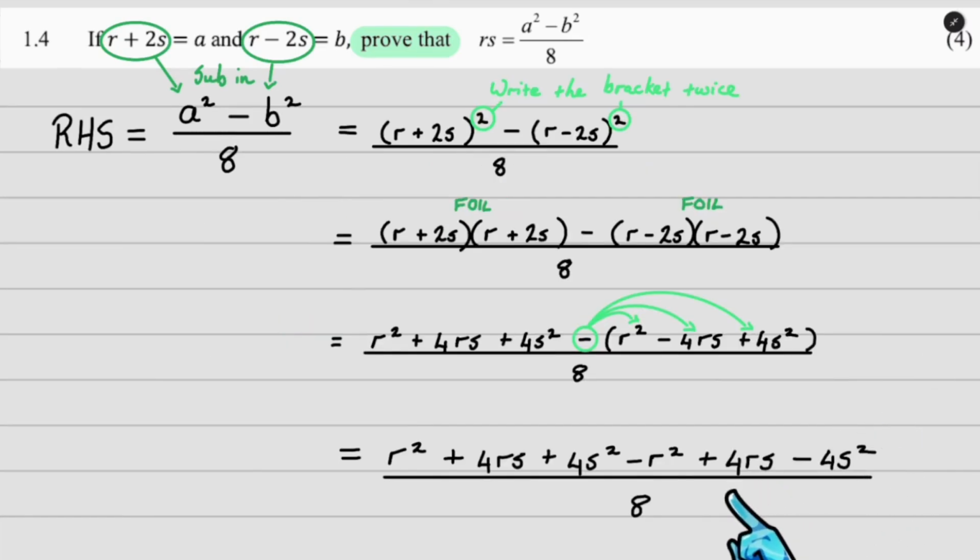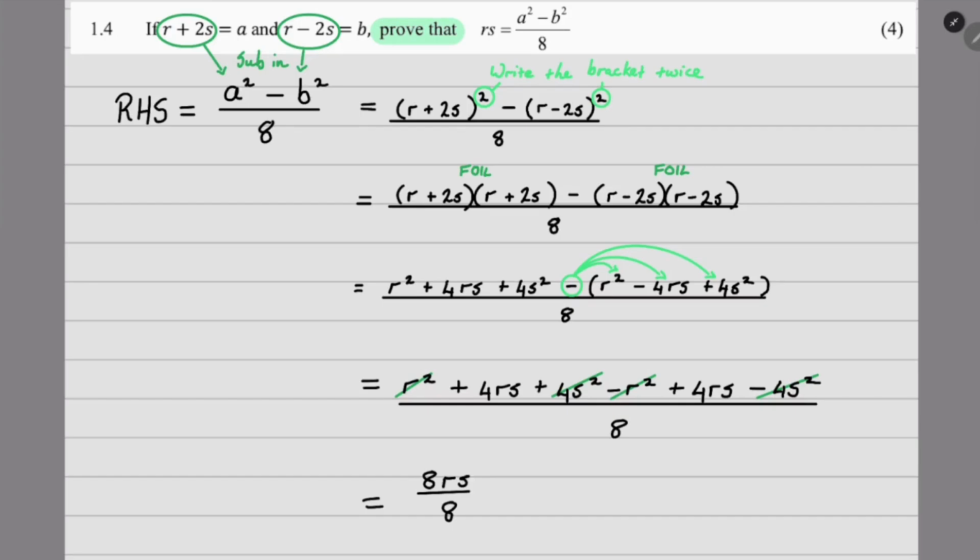Once that's out of the way, we're going to see some magic happen here. When we do the like terms, most of them are going to cancel. So r squared cancels with this r squared because they're opposite signs. And the same thing happens with the 4s squared. They will cancel with one another. And then these two are like terms because they've got the same variables with the same powers. 4rs plus 4rs will give us 8rs. And then these 8s cancel with one another, leaving us with just rs, which is what is on the left hand side. So our job is done once we've completed that.